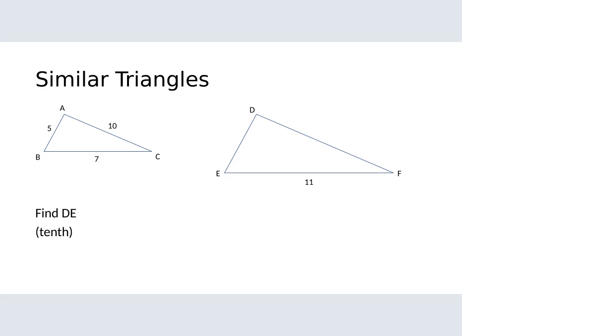So we have these similar triangles, ABC and DEF. We're given the side lengths in ABC as being 5, 7, and 10. We're only given one side length in DEF. It's that EF is 11. That's the only one we know. And our job here is to find the length of side DE. Because we have similar triangles, we're going to be able to set up a proportion to solve this.